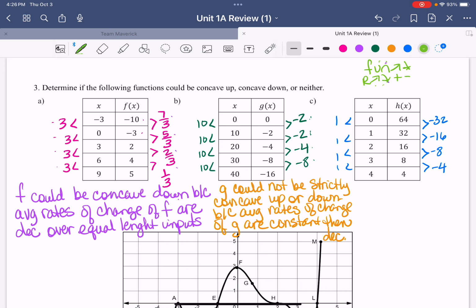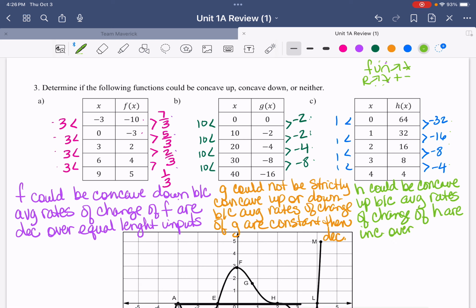All right, so when I look at this, my rates of change are increasing. So I could say that h could be concave up because average rates of change of h are increasing over equal length inputs.